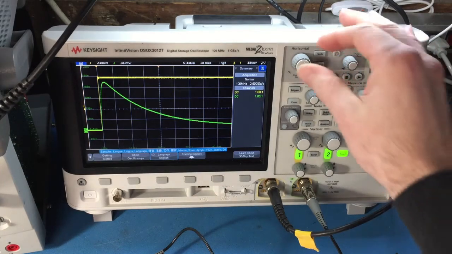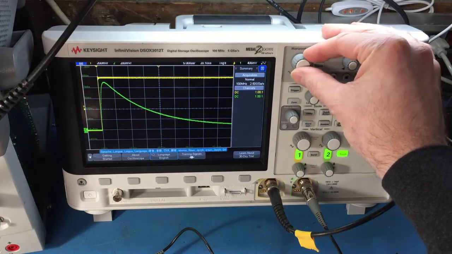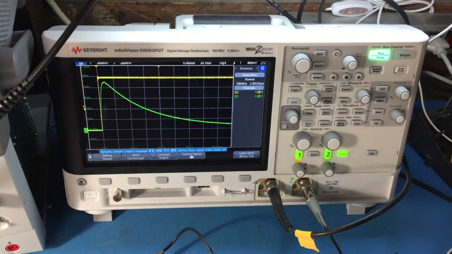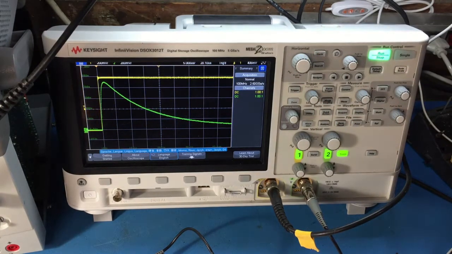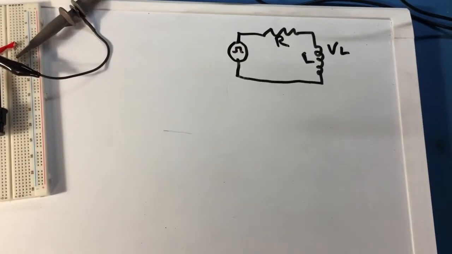On the oscilloscope, we have a nice image of the time constant of an RL circuit exponential decay. So now that we have that, it's possible to measure the time constant by looking at the time on the oscilloscope and how the voltage decays. So before we do that, we'll look at the math really quickly.